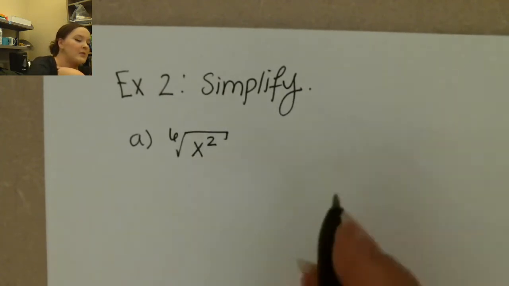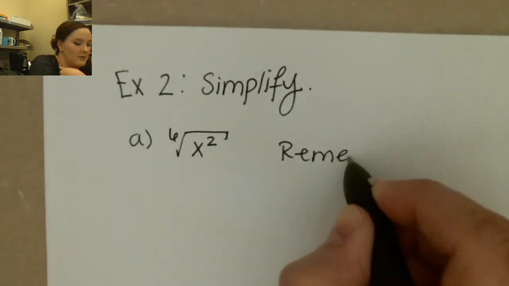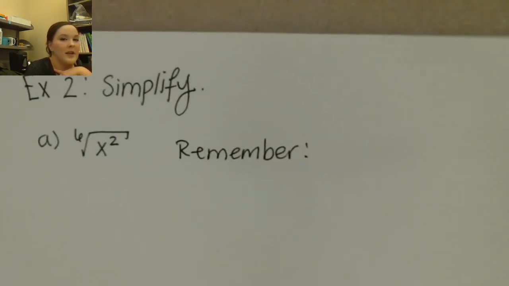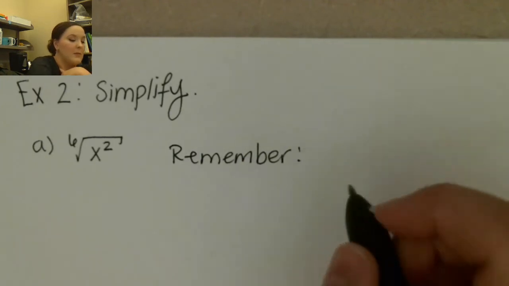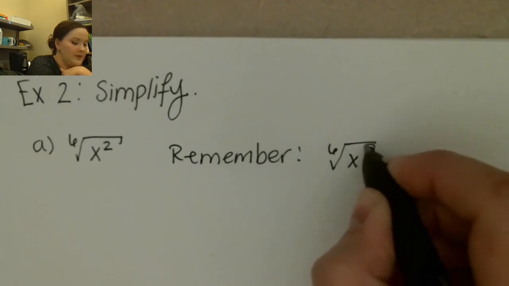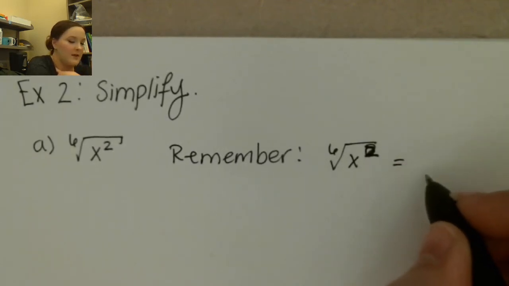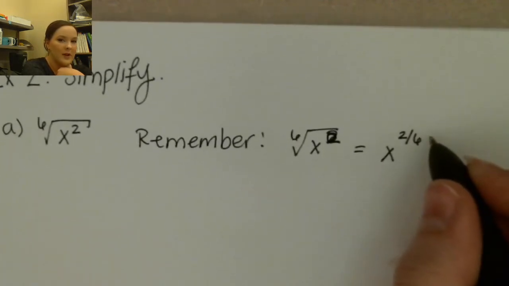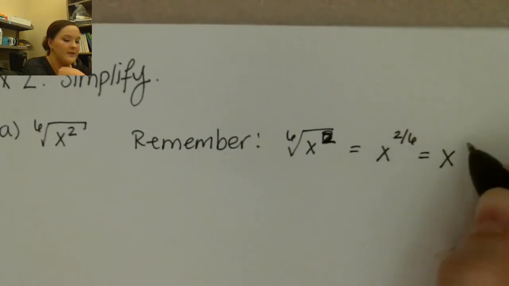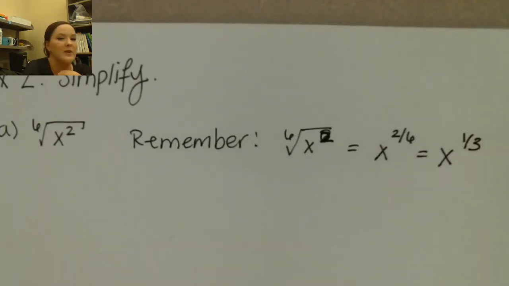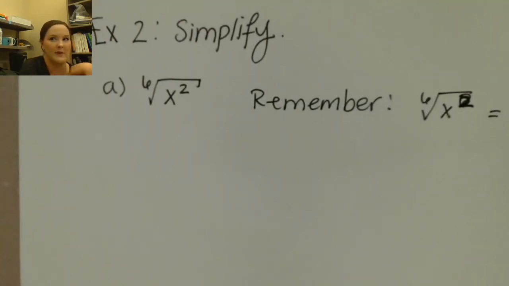Now, I wanted to remind you guys, okay, that these radicals are also related to fractional exponents. So remember that this is really equal to, sorry, this is x squared. Okay, this is really the same as x to the 2 over 6. Okay, now you guys know you can reduce these fractional exponents, right? So we could rewrite this as x to the 1/3. Okay, now we're going to mimic that process without actually having to change into the exponential form.